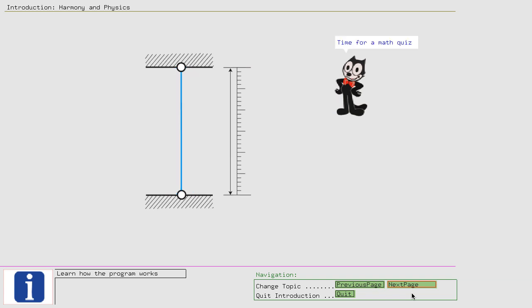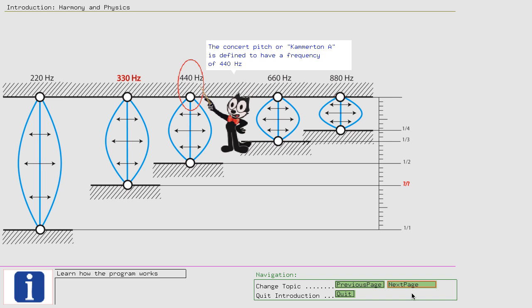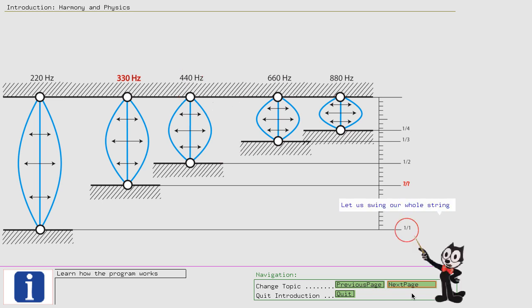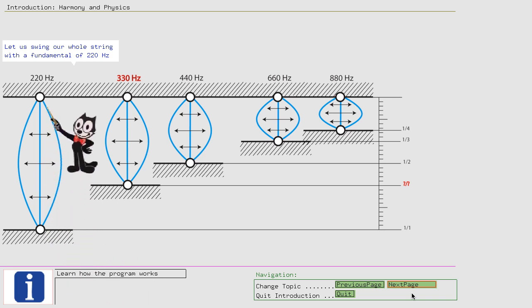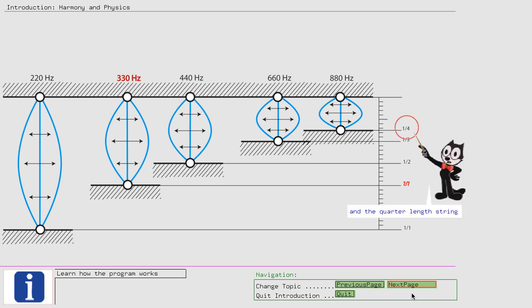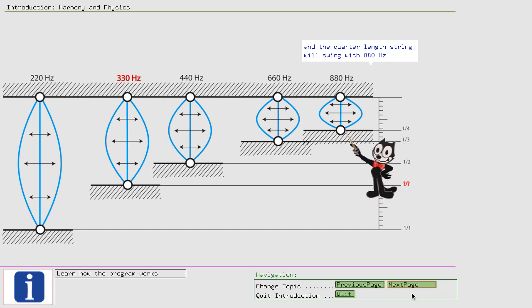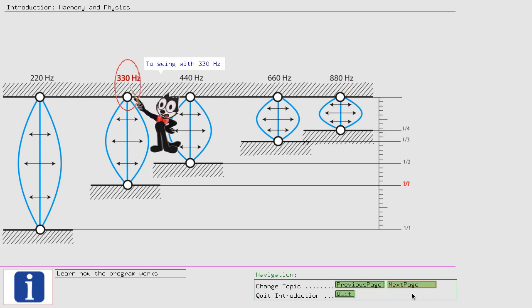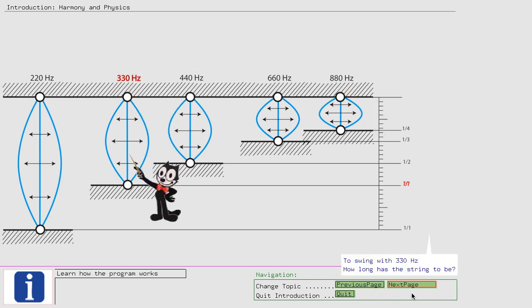Time for a math quiz. The concert pitch, or kammertone A, is defined to have a frequency of 440 Hz. Let us swing our whole string with a fundamental of 220 Hz. Then the half string will swing with 440 Hz. And the quarter string length will swing with 880 Hz. To swing with 330 Hz, how long has the string to be?